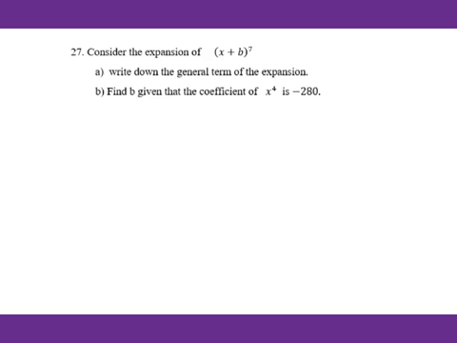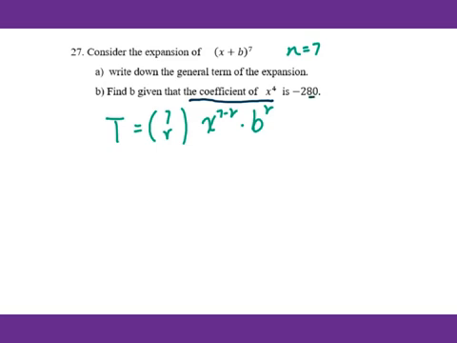Let's do 27. Consider the expansion of x plus b to the 7th power. Write down the general term. For the general term, n equals 7. Therefore, 7 choose r, x to the 7 minus r's power times b to the r's power. Figure out the b, given that the coefficient of x to the 4th power is negative 280.